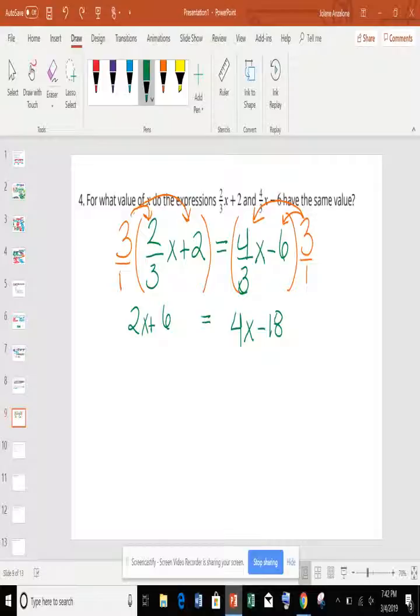So from here, it's your job to solve this out, and you'll get a solution for x.